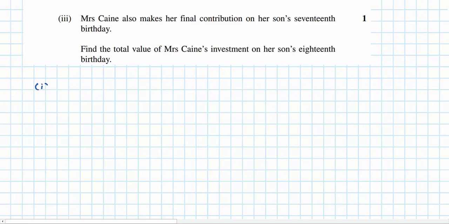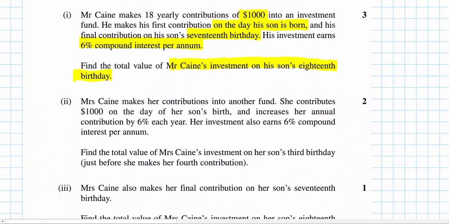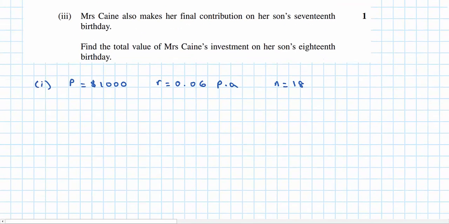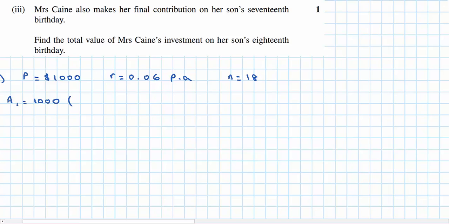So part 1, the amount that's going in the account is $1,000. The rate is 0.06 per annum, and the number of years is, now that's a bit tricky, is it 18 or 17? Let's write 18 and then we're going to come back and check that. So the first amount is going to be $1,000, and that goes in, actually we might do a timeline, and I highly recommend a timeline for your calculations.